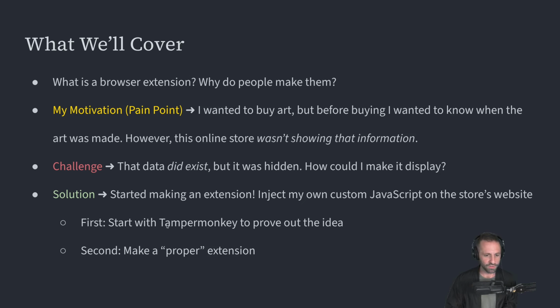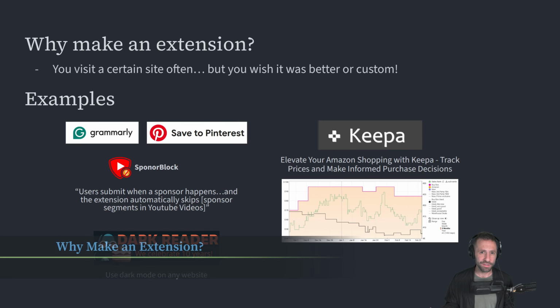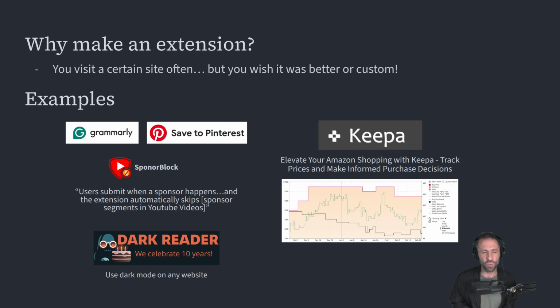So first, we'll look at starting with Tampermonkey to prove out an idea, and second, making it into a proper extension. Why make an extension? One of the most common reasons is you visit a certain site often, but you wish it was better or custom. So some examples are Grammarly, a save to Pinterest button, something like SponsorBlock. Users submit when a sponsor happens, and the extension automatically skips over segments in YouTube videos.